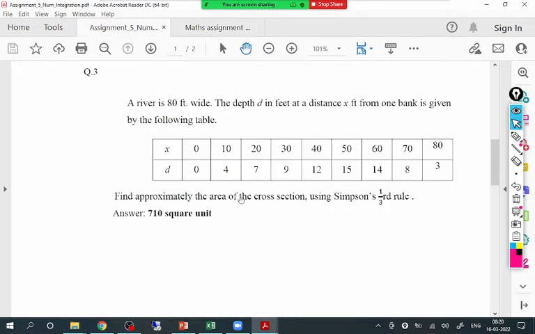Any doubt in question number 3? It is very straightforward. Integration d dx only. No doubt?